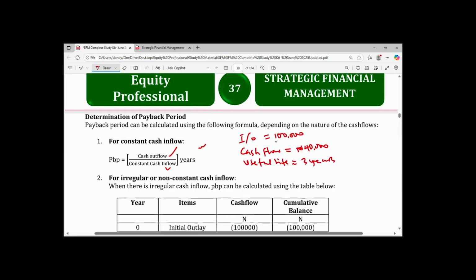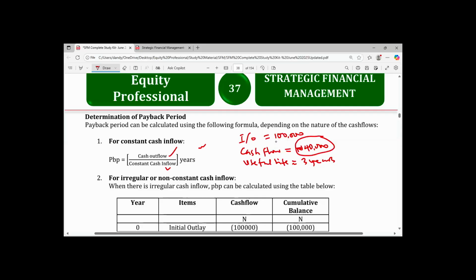So this is the information given to you. You now have to calculate the payback period. All you need to do is divide the cash outflow by the constant cash inflow, because this 40,000 naira will remain constant for the next 3 years. So instead of using the tabular method to calculate my payback period, I will just use this formula and I will get the answer I'm looking for.